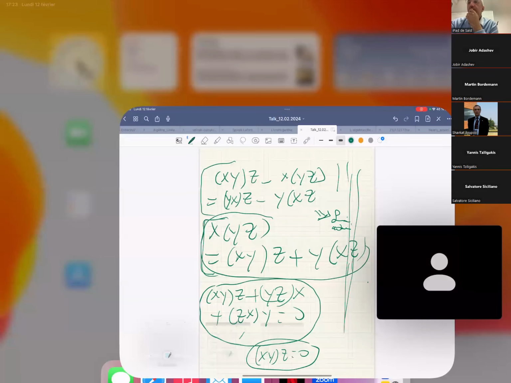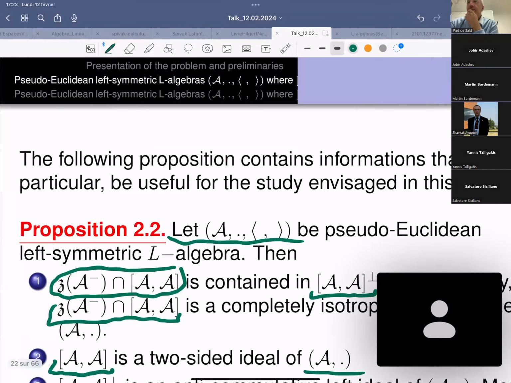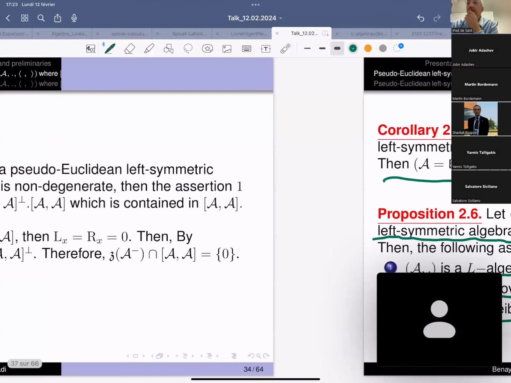You have some example here. Just an example to say.